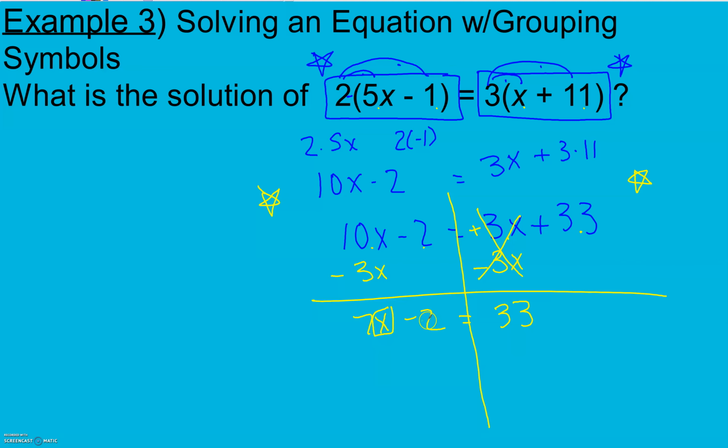Now, my x is being subtracted and multiplied. We get rid of our subtraction first using that backwards PEMDAS. X is being multiplied by 7, so I'm going to divide by 7 and get x equals 5. If we plug it back in, I'm going to get 48 equals 48, and it does check.